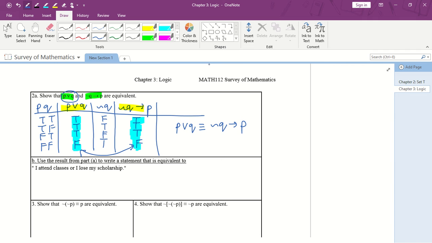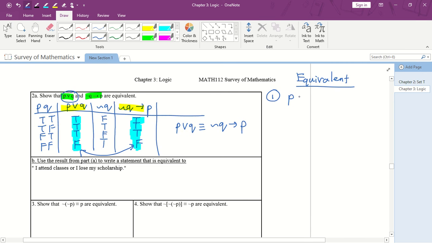I hope you can get a concept here. Okay, let me try to give you some idea about equivalence again. The first thing I need you to remember from what we have learned about equivalence is that, as I talked about in the first video, P or Q is the same thing as Q or P. Isn't that okay? I've talked about this before.